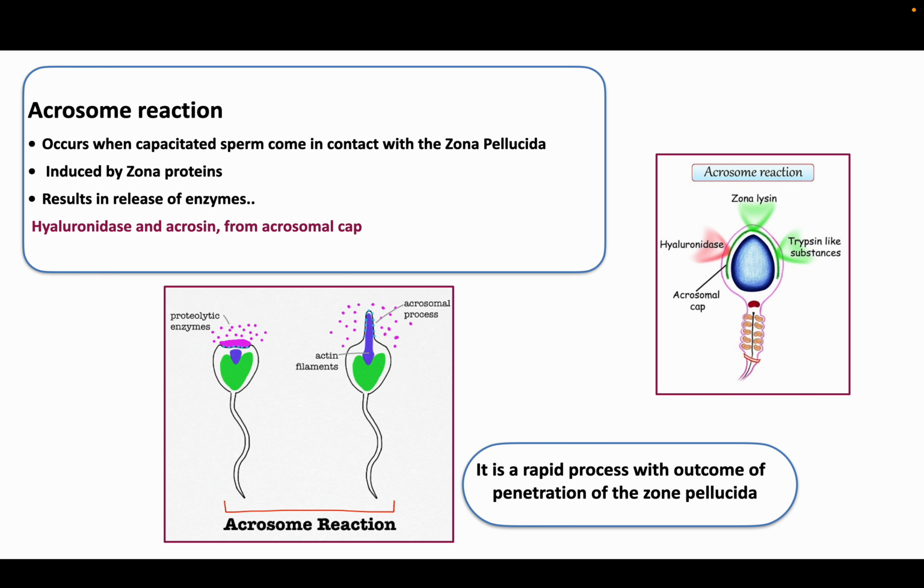Now, the acrosome reaction occurs when capacitated sperm come in contact with the zona pellucida. It is induced by the zona proteins, which results in the release of the enzymes hyaluronidase and acrosin from the acrosomal cap. These proteolytic enzymes are released from the acrosomal cap. It is a rapid process with the outcome of penetration of the zona pellucida.